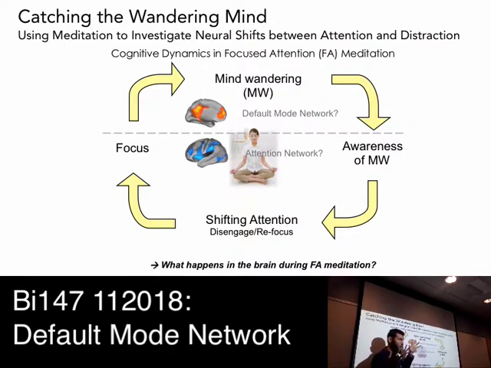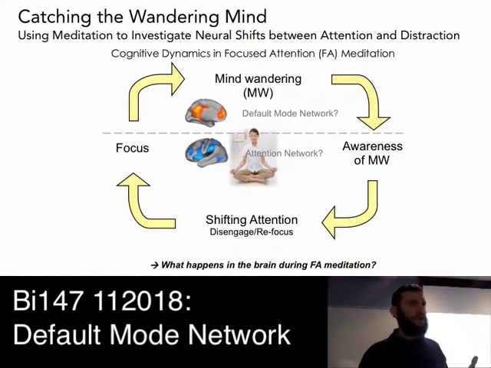My mind can wander. Oh, my mind's wandering. Well, let's see if I can bring it back in. It's the shifting attention, and I achieve that, and I get to focus. So we have these 4 different events that are happening: mind wandering, awareness of mind wandering, shifting our attention back to the focus, and then we're deep in the focus. All right?